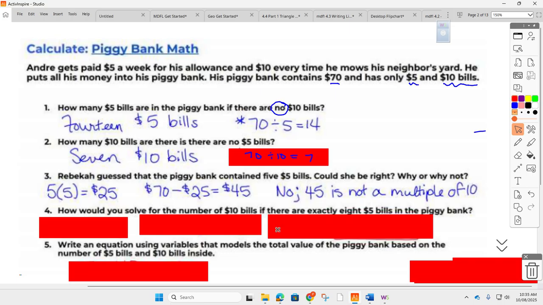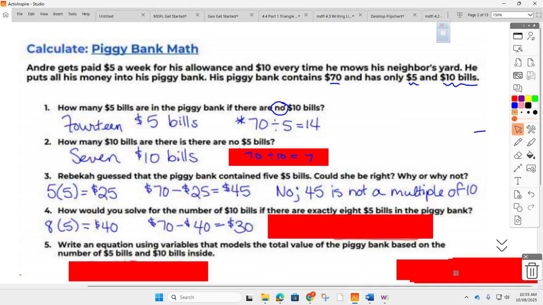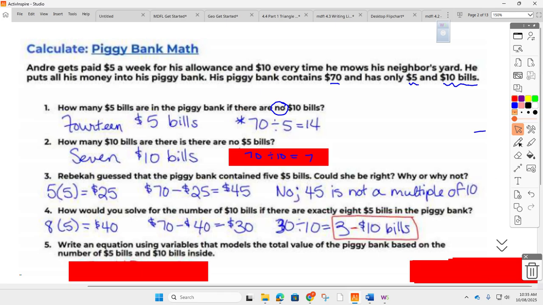Yeah. So if we want to know how many $10 bills there are, we know there's 8 $5 bills, we're going to figure out how much money those $5 bills are worth. So 8 times $5, because each $5 bill is worth $5, right, is equal to $40. We subtract that from the total in the piggy bank, and now we know there's $30. If we divide that by 10, then we know that there are 3 $10 bills in there.